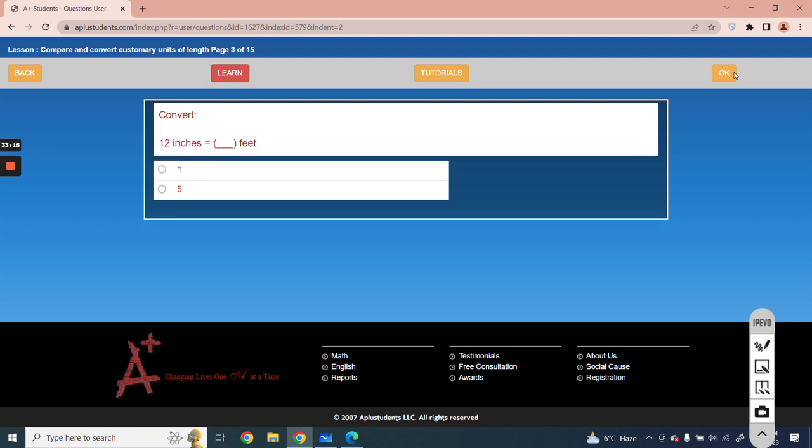Okay, which is the correct option? 12 inches equals how many feet? In 1 foot you have 12 inches, got it? So it would be 12 inches equals 1 foot. The correct option is 1.